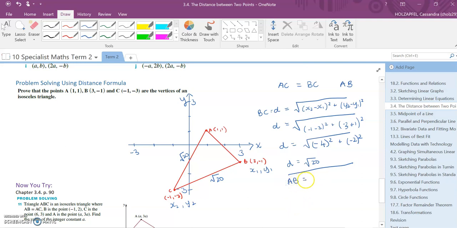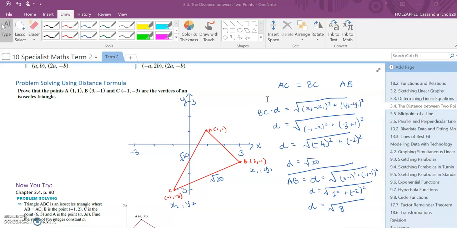So let's quickly find the length for AB. I'm going to pause the video here and do it off camera and come back. All right, I've just found this last length here, AB. I've substituted in those values to find that this length is equal to the square root of 8. So we know that AC, in other words this length from point A to C, is equal to the square root of 20. We also know that the length BC is equal to the square root of 20. Lastly, we know the length AB is equal to the square root of 8.